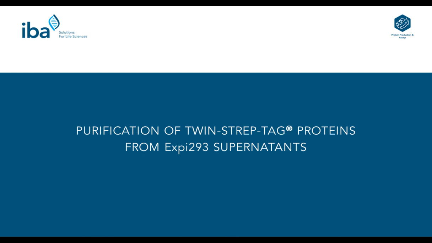However, we have seen that the Expi system is often used for high throughput applications where only very small expression volumes are used, and therefore you would need small columns. We thought that this is a realistic application and scenario for Expi supernatants. All proteins that we spiked into the supernatants were Twin-Strep-tag proteins.